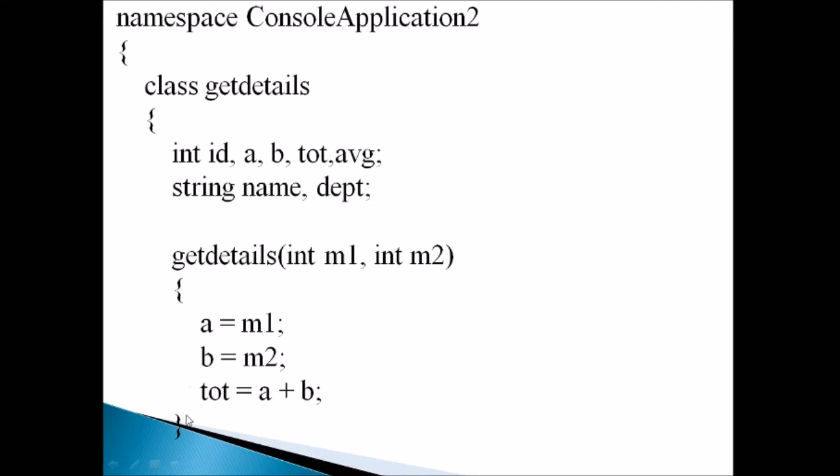And within the constructor, what is the source code given? a = m1, b = m2. The values m1, m2 are assigned to the variables a and b, and then the values are added, and the answer will be in the variable total. This is the source code given within the constructor.